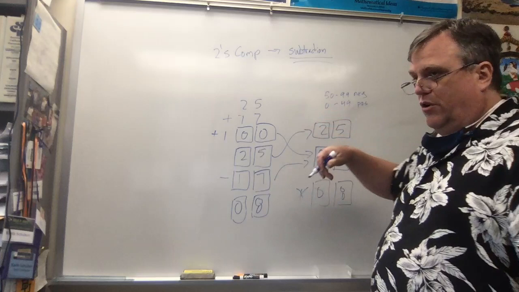Then to figure out what the magnitude is, I would have to do 100 minus 83. That would give me the magnitude. So 100 minus 83 would give me 17. I knew it was negative because it was an 8, so I get negative 17. So that's how I would flip back out of this convention to find out what it means to a human being.